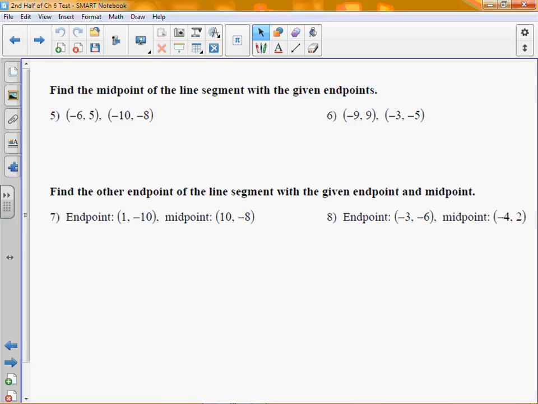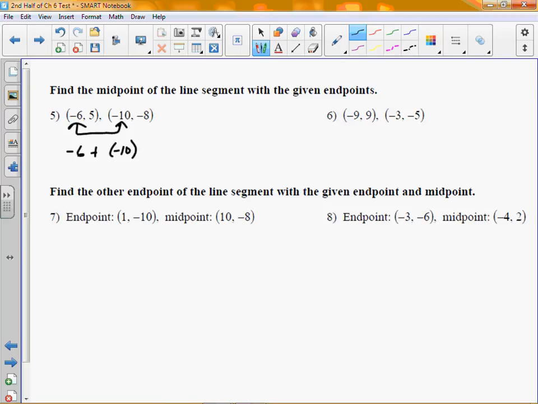Okay, the first question is about number 8 here on finding the midpoint. Before I go over number 8, I want to make sure we understand there's a difference between number 5 and 6 and number 7 and 8. The difference is how you go about doing them. They cannot be done the same way. In this problem right here, it's add the x's, -6 plus -10 is -16 divided by 2.